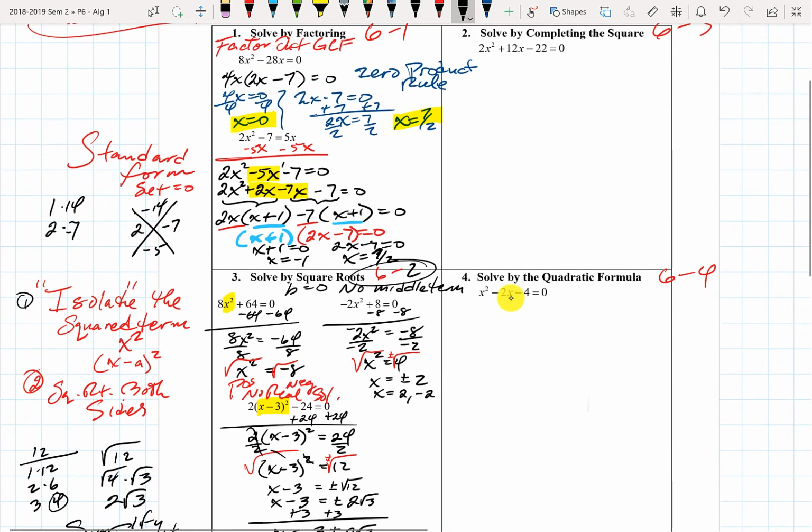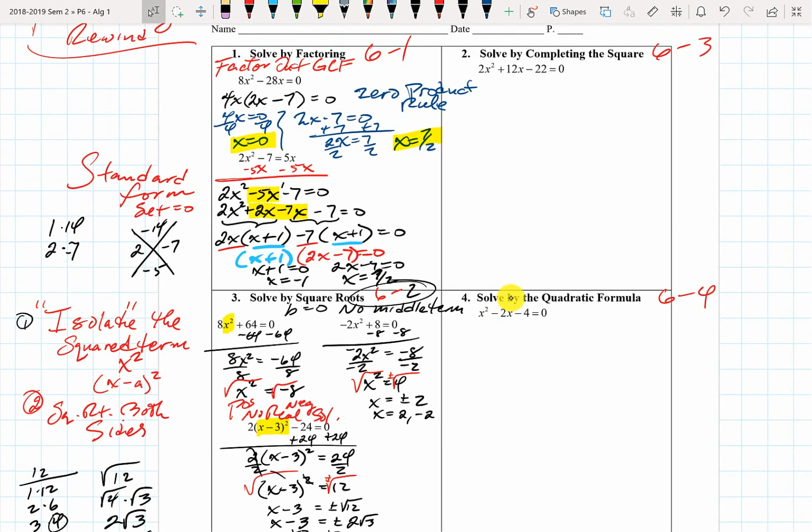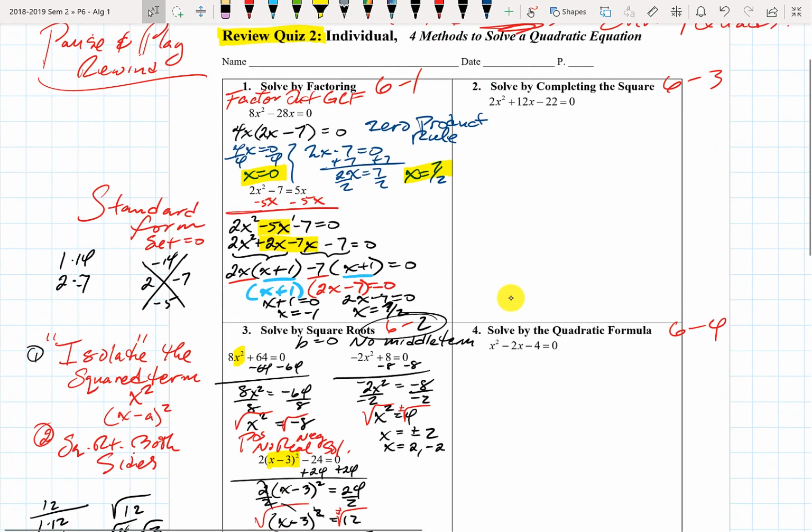Now let's take a look at number 3 here, or number 2. Oh, I'm going out of order. Who cares? Okay. Completing the square. Now, in completing the square, the lead coefficient must be 1. So let's write that down. Lead coefficient, that's this number right here. Must be 1. Must be equal to 1.